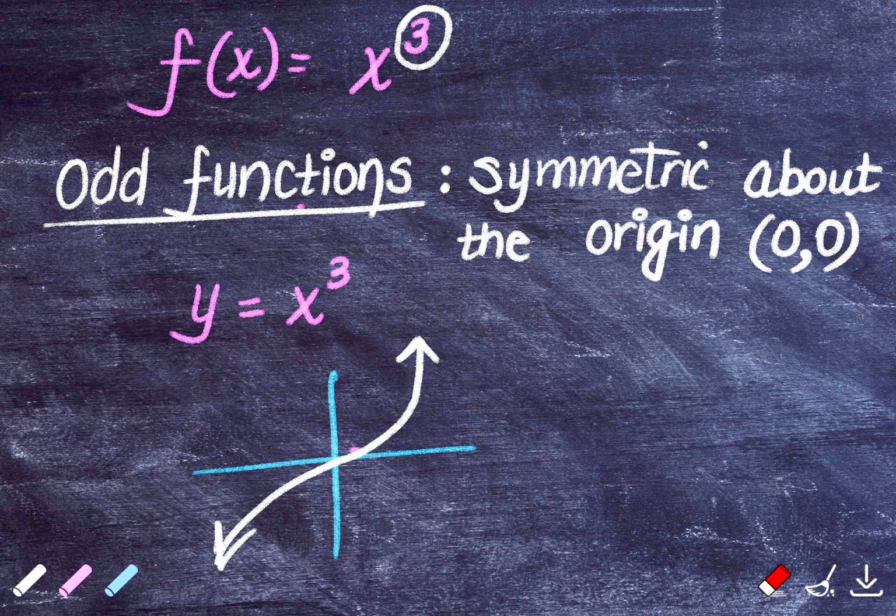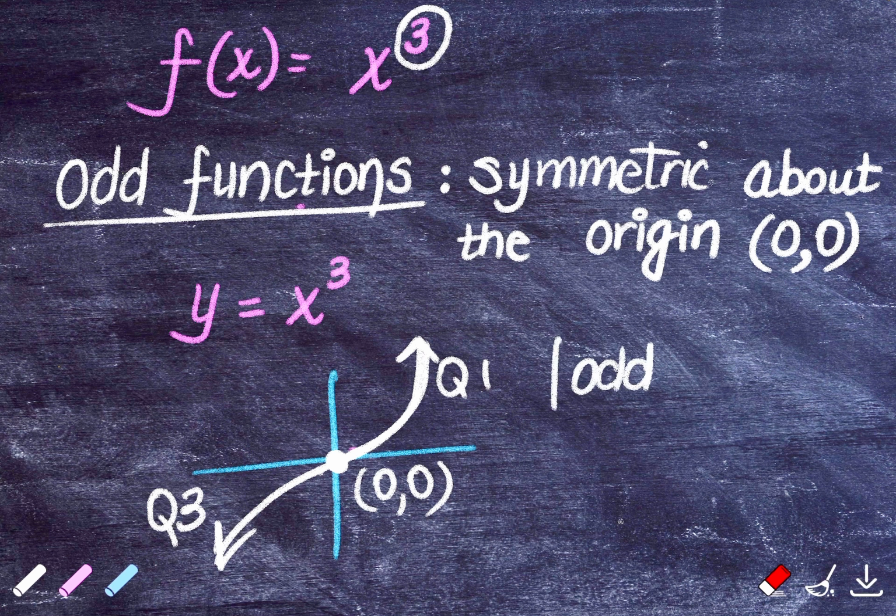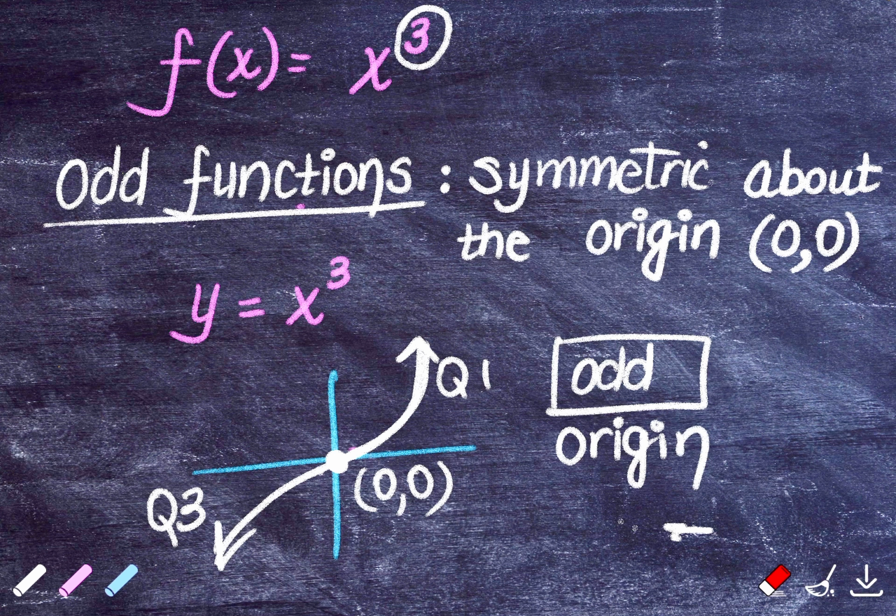It's like an S-shaped graph. So this function is symmetric about the origin. As you can see, this is quadrant 1 and this is quadrant 3. So quadrant 1 and quadrant 3, the graph is symmetric about those two quadrants. Such types of functions are called odd functions because it is symmetric about the origin. So with odd, you can say origin: O for odd, O for origin is what you can use to remember.